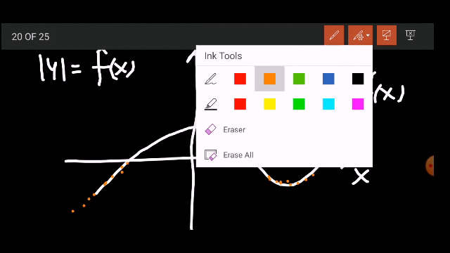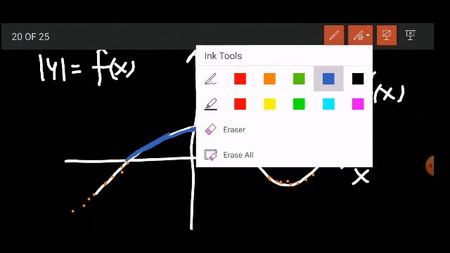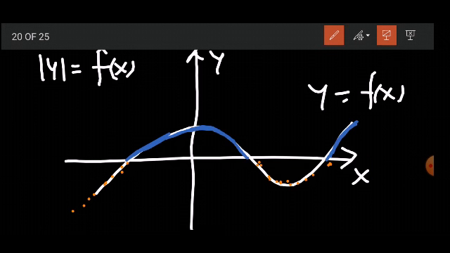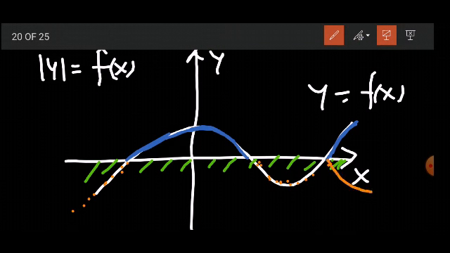So let me overline this positive region with a blue line. We have to consider this, and then later we have to take the mirror image of this blue portion with respect to the x-axis. I'll explain later. First of all, let me take the mirror image here with respect to the x-axis, and the graph comes like this.